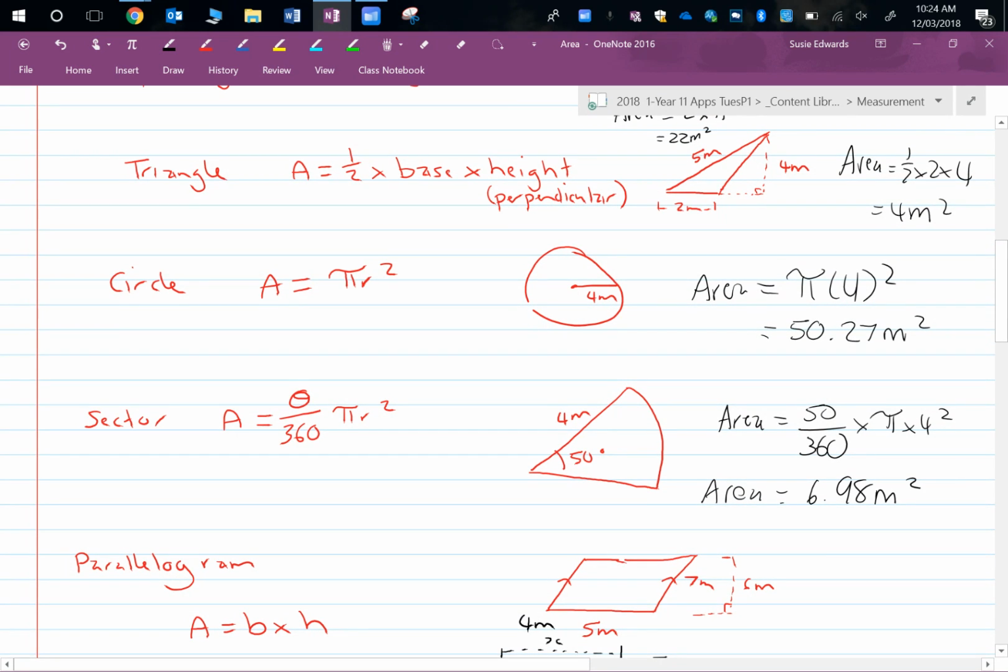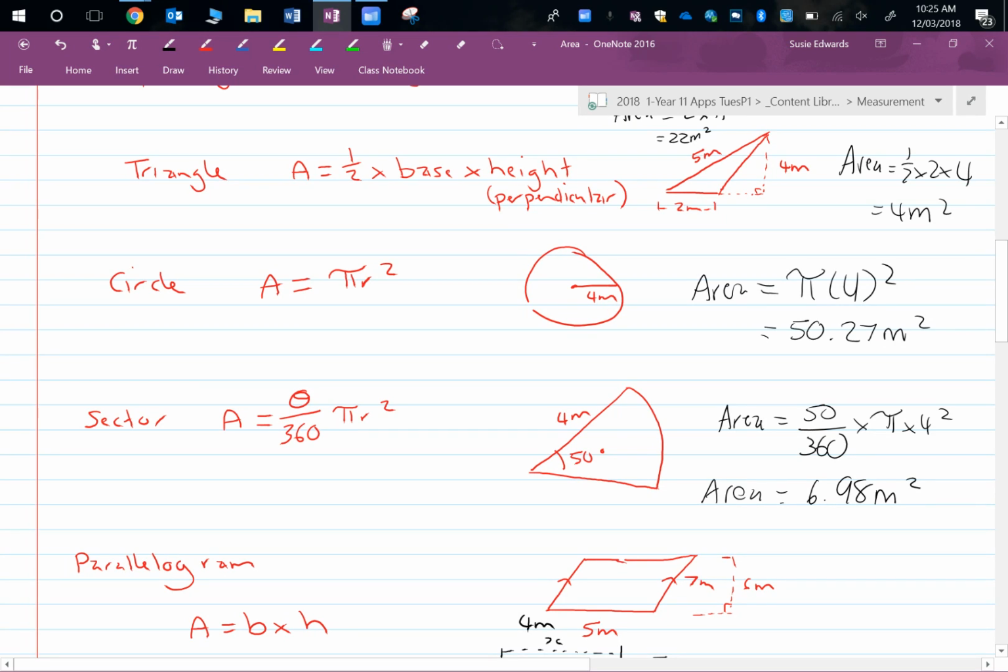A parallelogram. What's the difference between a parallelogram and a rectangle? Good. The angles aren't 90 degrees in a parallelogram. However, the two opposite sides are still equal on both sides. So this time it's area equals base times height. Again, it's perpendicular height. Don't get confused by the slant height. It is the 90-degree height. Anytime we talk about height, it's always perpendicular height.